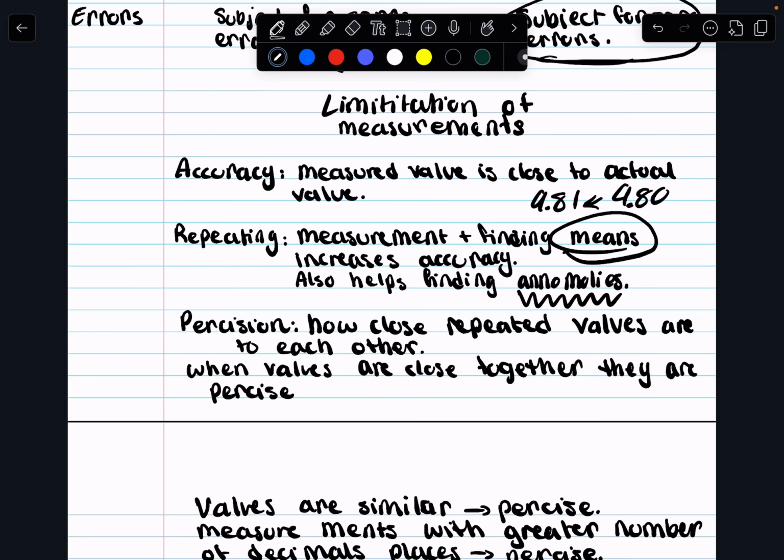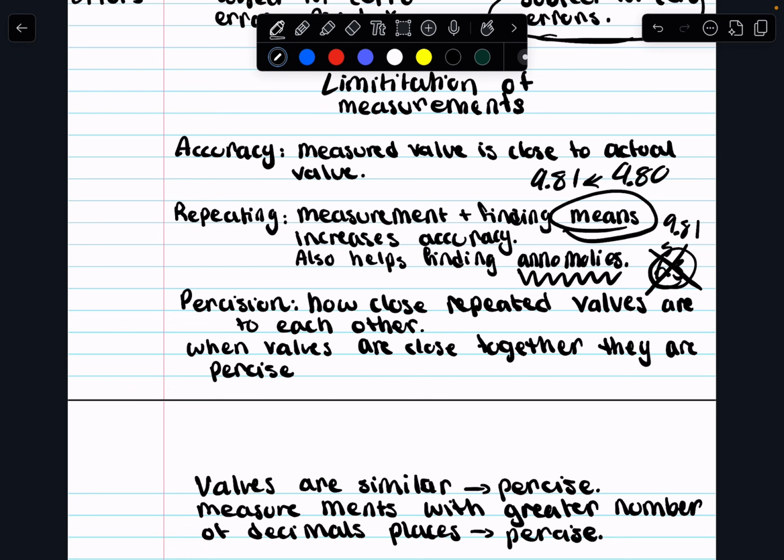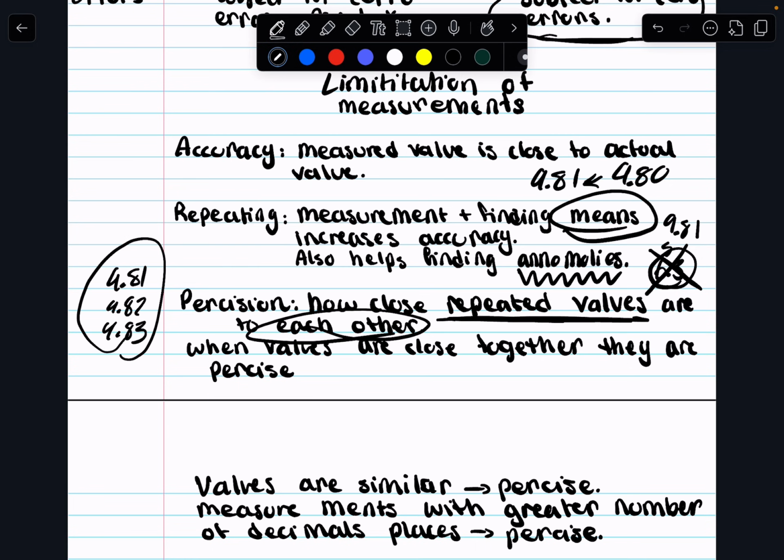So if all my values are 9.81, 9.82, 9.83, and then one of my values is 6.3, that's definitely an anomaly, so we do not count it in our mean. Precision is how close the repeated values are to each other. So basically 9.81, 9.82, 9.83, these are all close, but if the value that I actually wanted was 10.3, none of them are accurate, but all of them are precise.